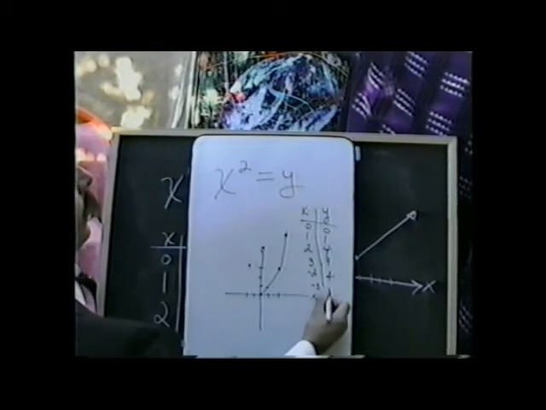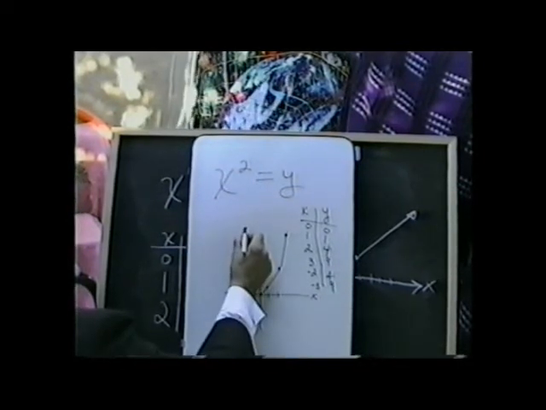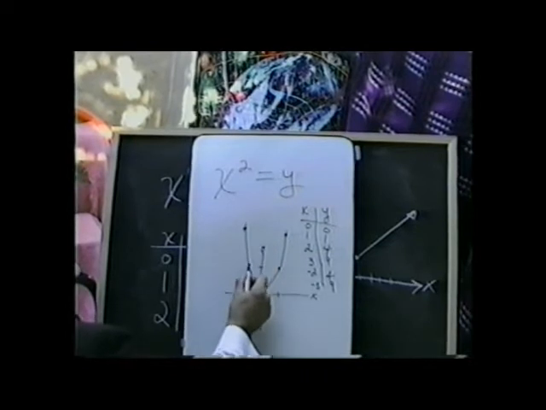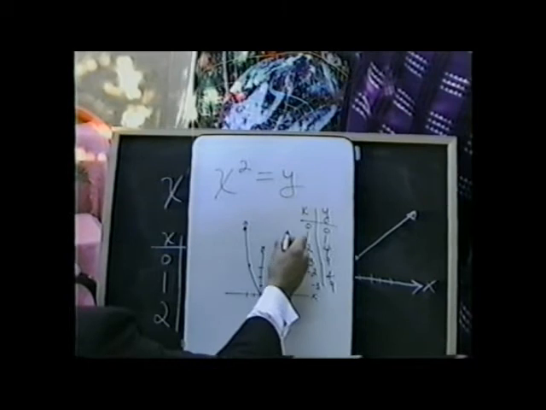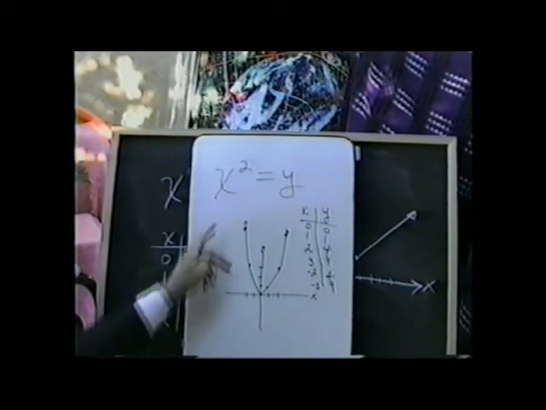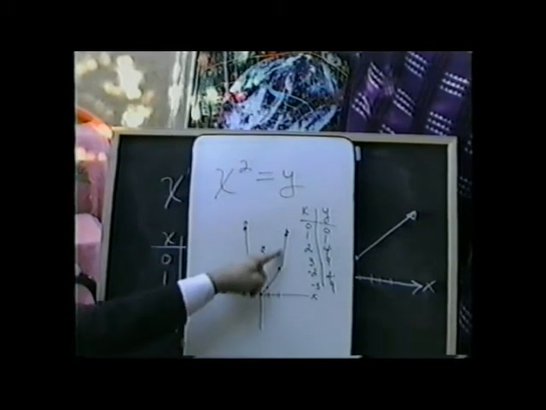Negative 3 times negative 3 is positive 9. We're up here again. This is a curve. X squared functions are always positive y values, and they're curved because of the square. Next, I'll show you a cubed function, which will look non-intimidating.